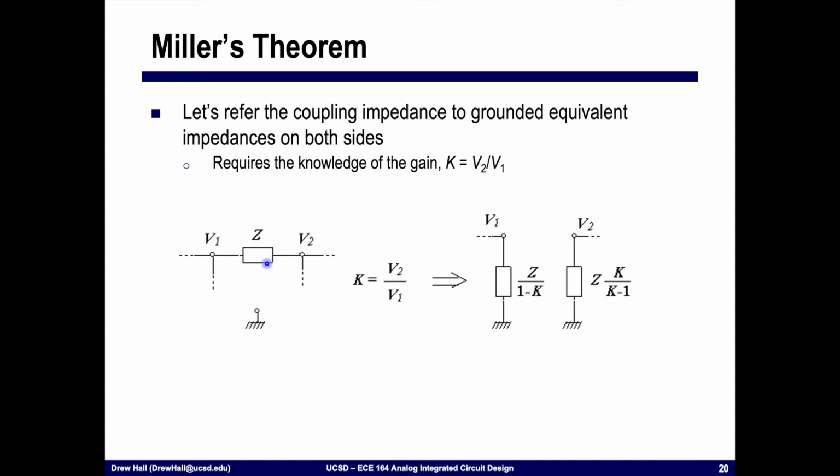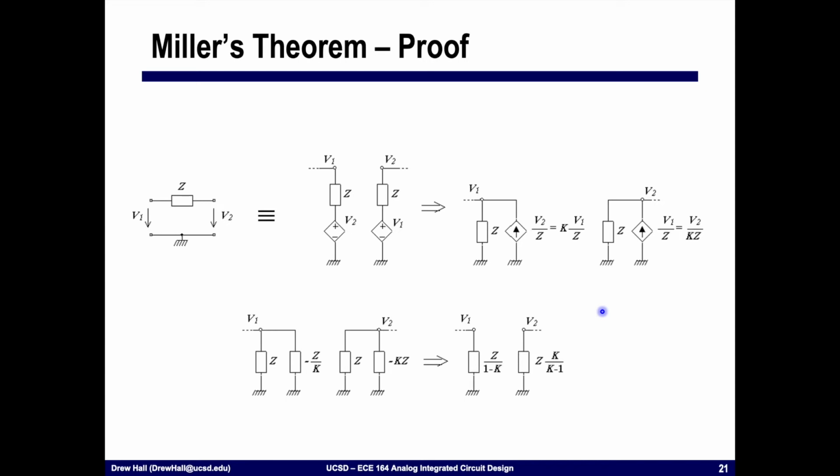Okay? What Miller's theorem says is that if I know the gain of this, I can simply reflect this impedance in feedback Z at the input as Z divided by 1 minus K, and at the output as Z times K divided by K minus 1. Okay? And so this is a really powerful theorem because what it's going to let us do is deal with that pesky capacitor that's coupling the input and the output. Okay? As a quick aside, if you're not familiar with Miller's theorem, it's actually a pretty easy thing to prove.